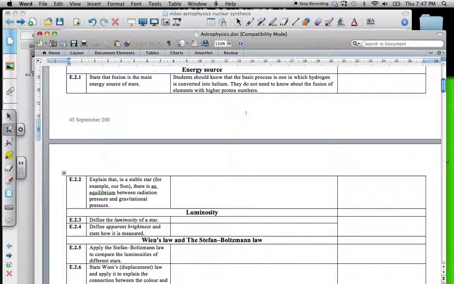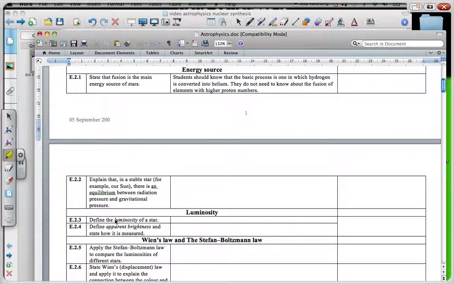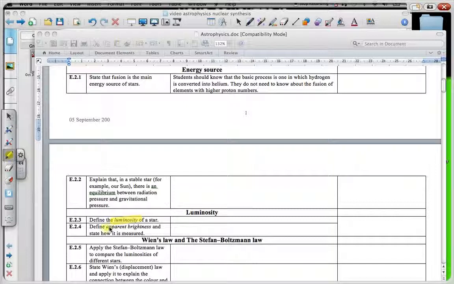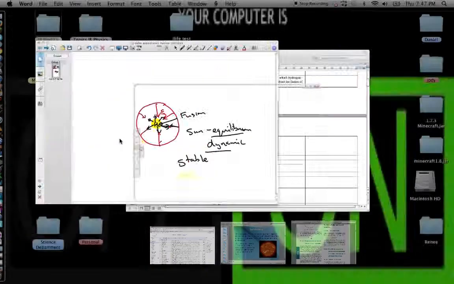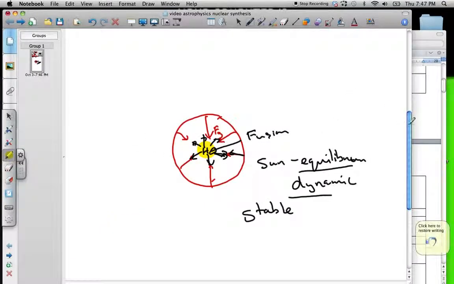Now the next thing that we're going to look at is this idea of luminosity. The luminosity of a star and the apparent brightness of a star. So we'll see if we can get those two things discussed, and then I think I will start on another video. I'll bring this to an end. Fine.